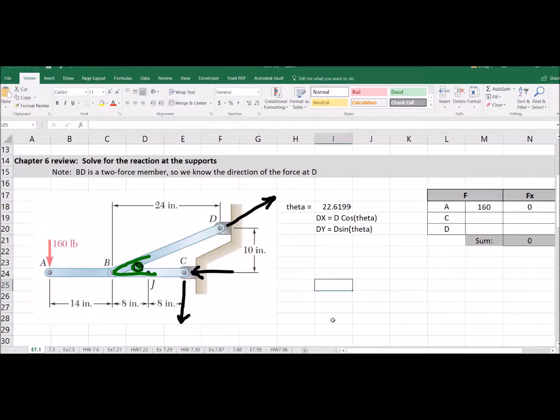And to solve for this, let's go ahead and take the moment around point C. So the moment around point C, it's going to be 160 pounds times, let's see, 14 plus 8 plus 8. So that would be 30, I guess, 14 plus 16. That's going to be one moment, and then the other moment is going to go from C up to D. So let's see if we can figure this out.